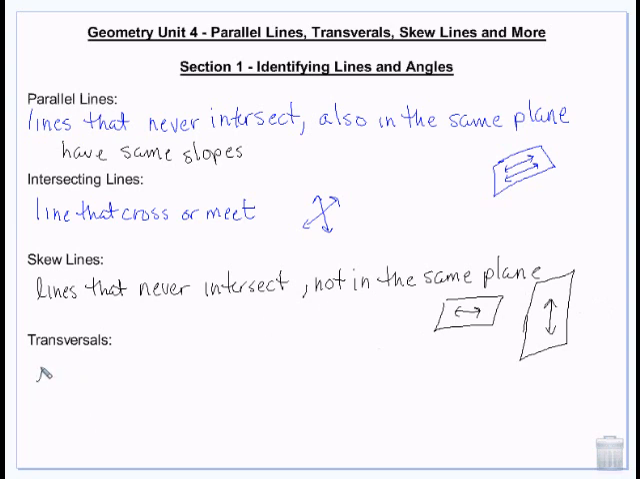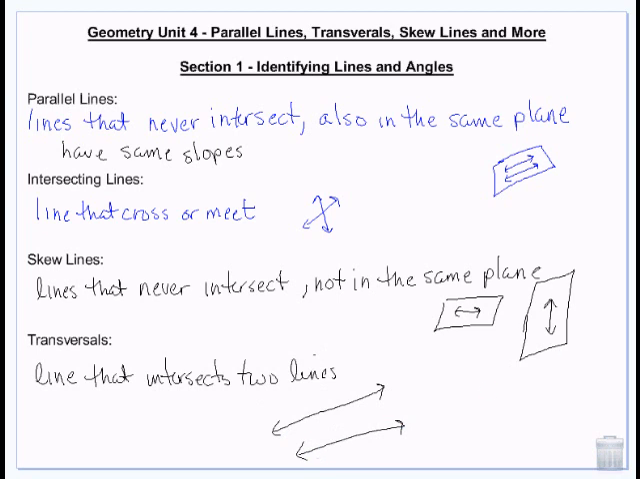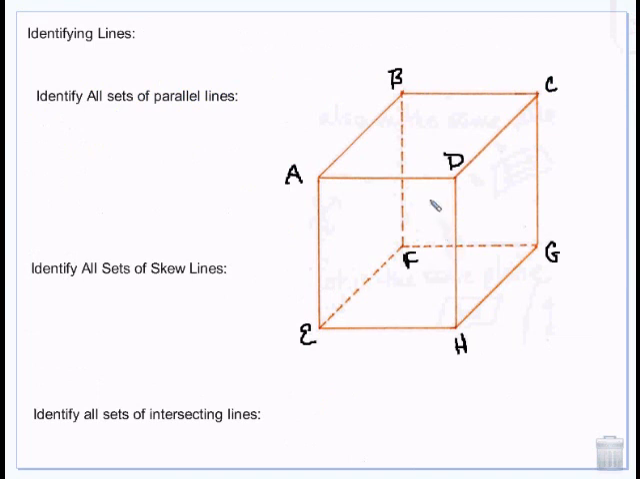And a transversal is a line that intersects two lines. So if I just have two lines running along, minding their own business, they might be parallel, they might not be, it doesn't really matter. You get some other line that comes along and runs into both of them, that's a transversal. Lines and transversals.